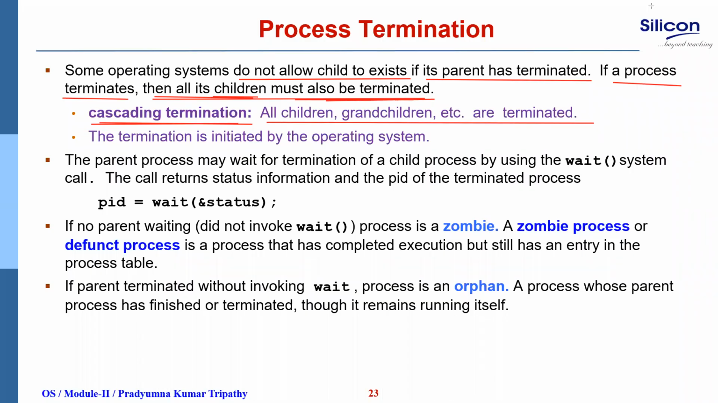The parent process may wait for termination of a child process by using the wait system call. So the parent has to wait here by using the wait system call. The call returns the information and the PID of the terminated process. Whichever child processes are terminated, those process IDs will be returned here.